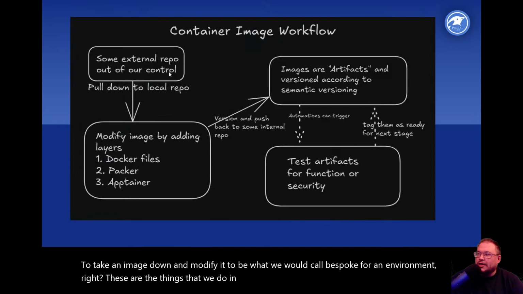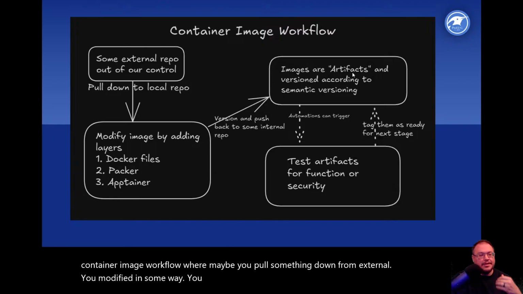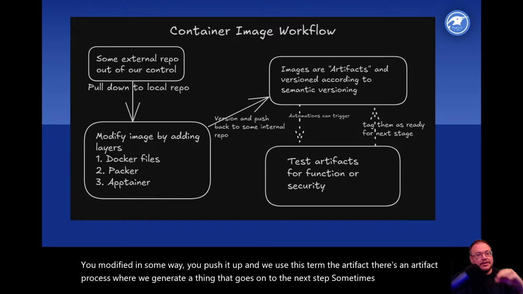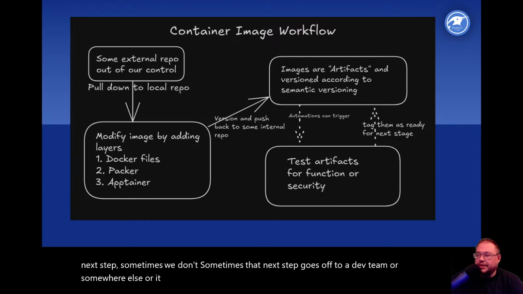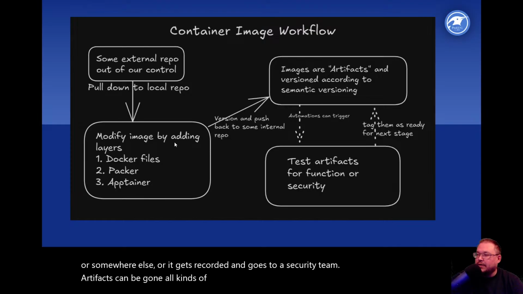Last week we talked about this container image workflow, where maybe you pull something down from external, you modify it in some way, you push it up, and we use this term, the artifact. There's an artifact process where we generate a thing that goes on to the next step. Sometimes we control the next step, sometimes we don't. Sometimes that next step goes off to a dev team or somewhere else, or it gets recorded and goes to a security team. Artifacts can be going all kinds of places in our organization.